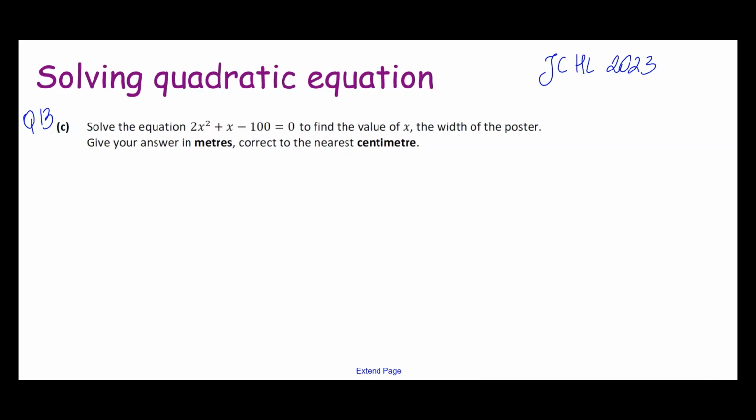Quadratic equation and solving it. Let's have a look. We have solved the equation, and then we are given an equation to find the value of x. So that's what it means, solving the equation and finding the value of the letter. Now give your answer in meters correct to the nearest centimeter. Just that x in this question represents the width of the poster. And that's important information, I will say at the end of the question.